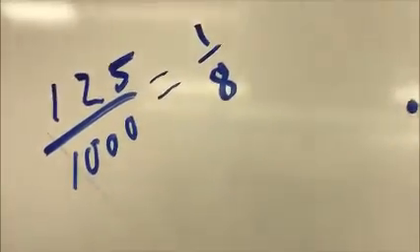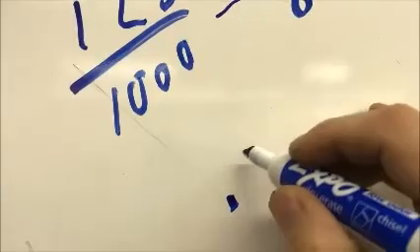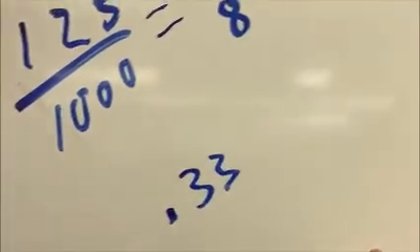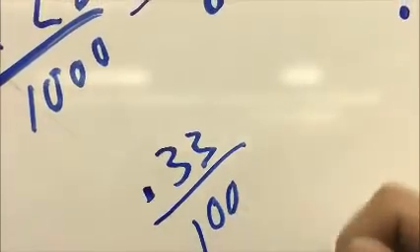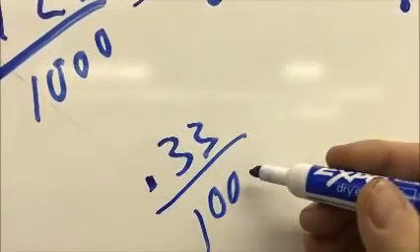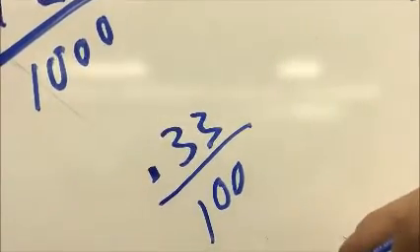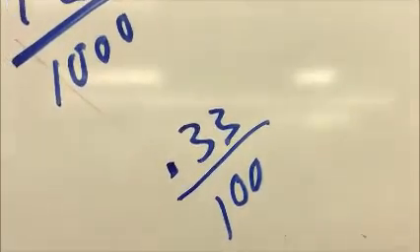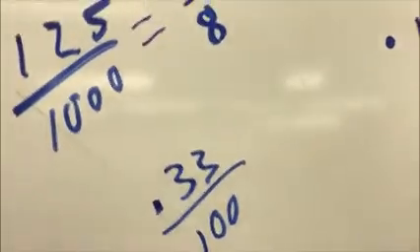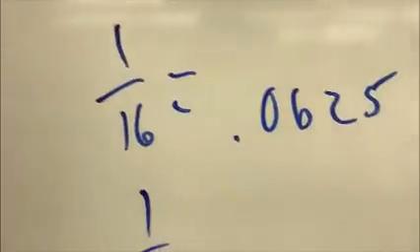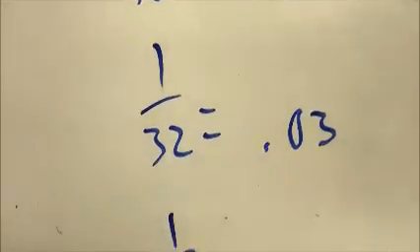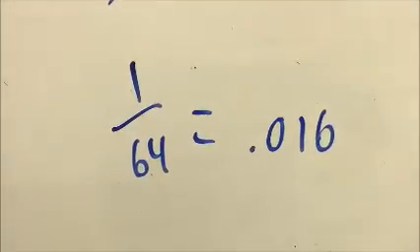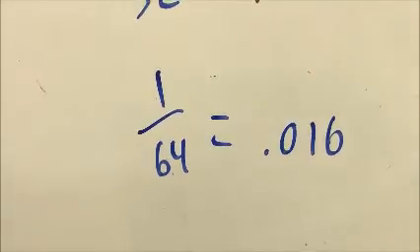Not all decimals will reduce though. For example, 0.33, if we turn that into a fraction and try to reduce it, we get 33 over 100, so it doesn't go down anymore. So there are times we need a different type of tape measure in order to read certain decimals. Looking down here for a second, 1/16 equals about 0.0625. 1/32 is about 0.03. 1/64 is about 0.016.